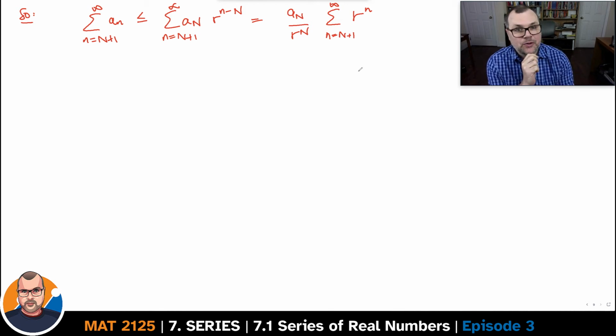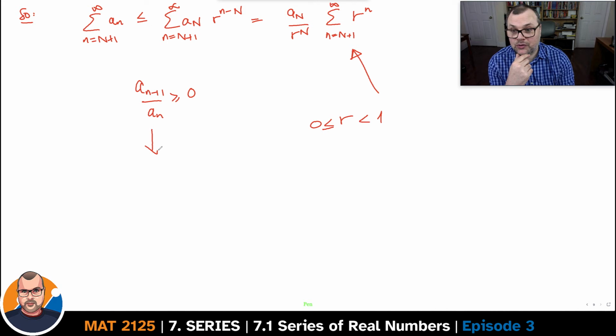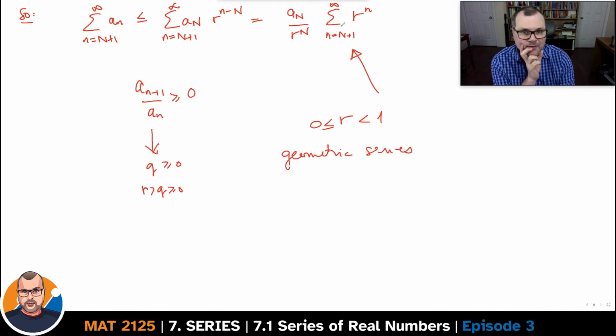Now this is a geometric series, right? r is smaller than 1. Now it has to be greater than or equal to 0 as well because the terms a_n are all positive. And so when I look at the ratio a_{n+1} over a_n, these all have to be positive. And since these converge to q, q has to be positive. And then we know that r is greater than q by construction, so then r is greater than or equal to 0. It can't be 0, but it's at least not false to say that r resides between 0 and 1. So this thing here converges.